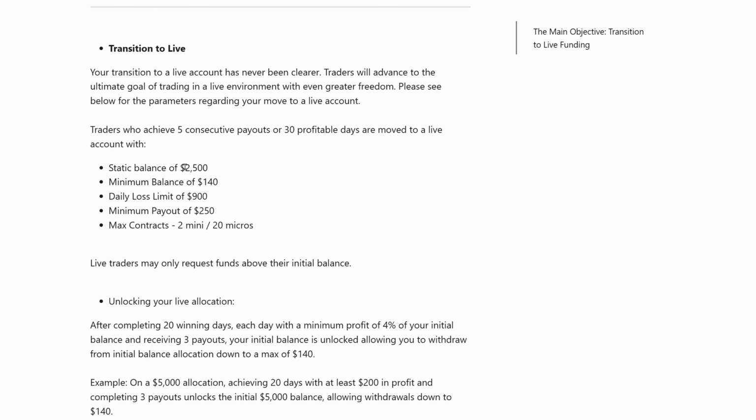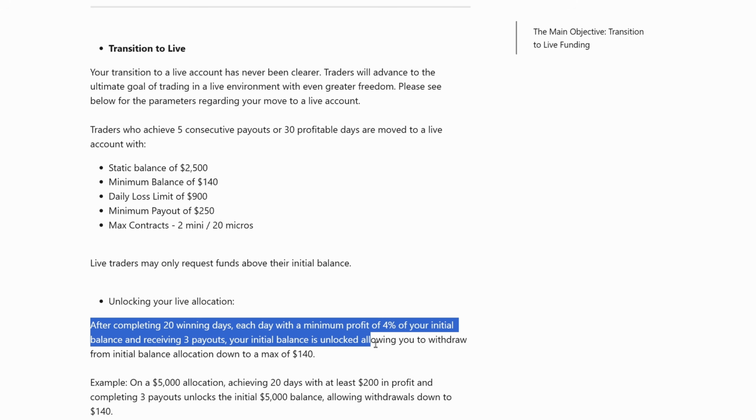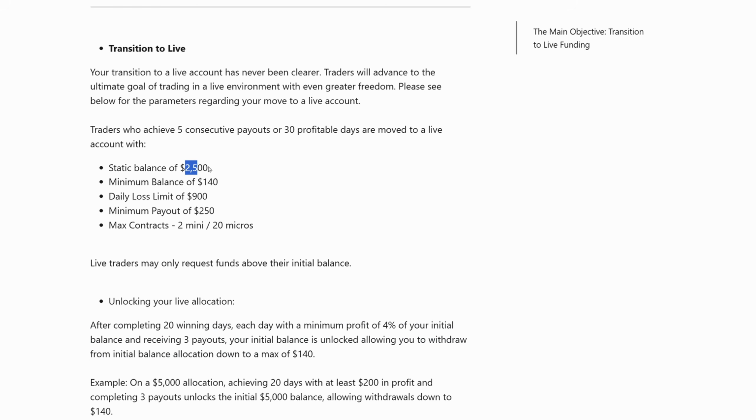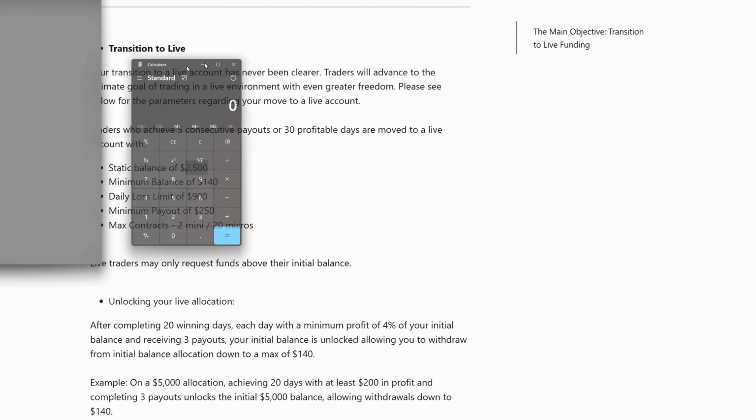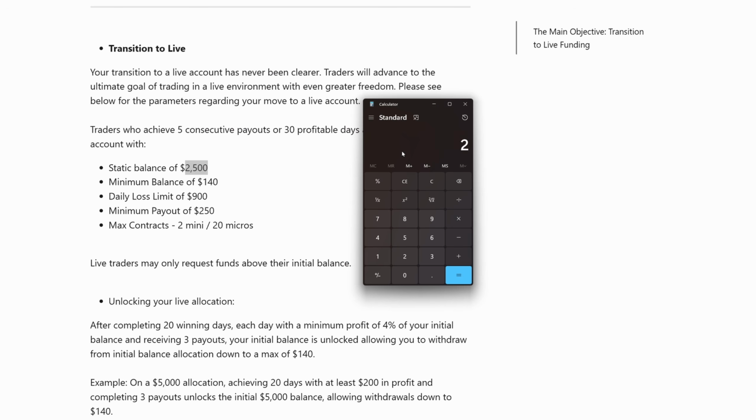Now they talk about how you can unlock this $2,500 that MyFundedFutures puts into the account after completing 20 winning days, where each day has a minimum profit target of 4% of your initial balance, and receiving 3 payouts. Your initial balance is unlocked. You are able to withdraw from your initial balance allocation down to a max of $140. So what they're saying is this $2,500, if you've already received at least 3 payouts and you've had 20 winning days, then you can actually withdraw this down. So if you look, $2,500, you'd have to leave $140 in the account. You would actually be able to take out $2,360 out of your live funds that MyFundedFutures put into that account.